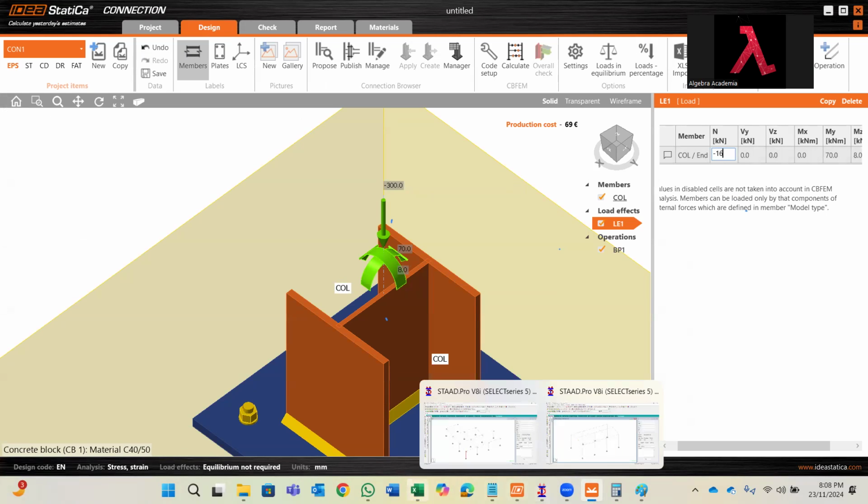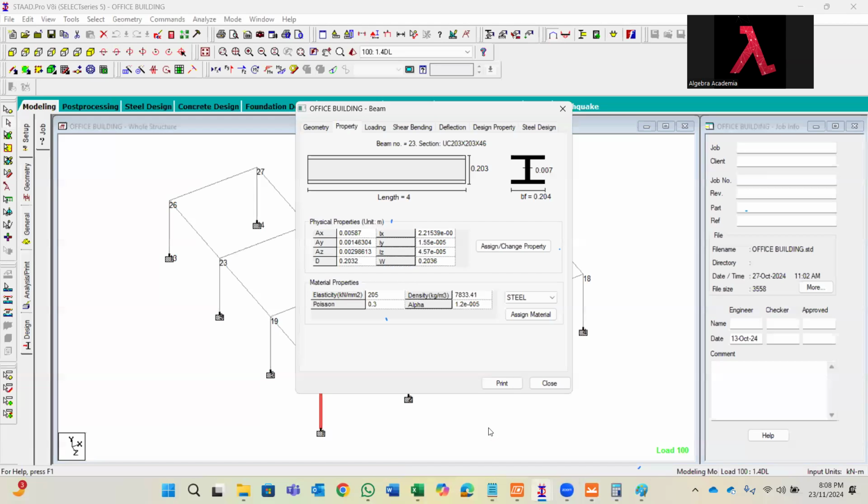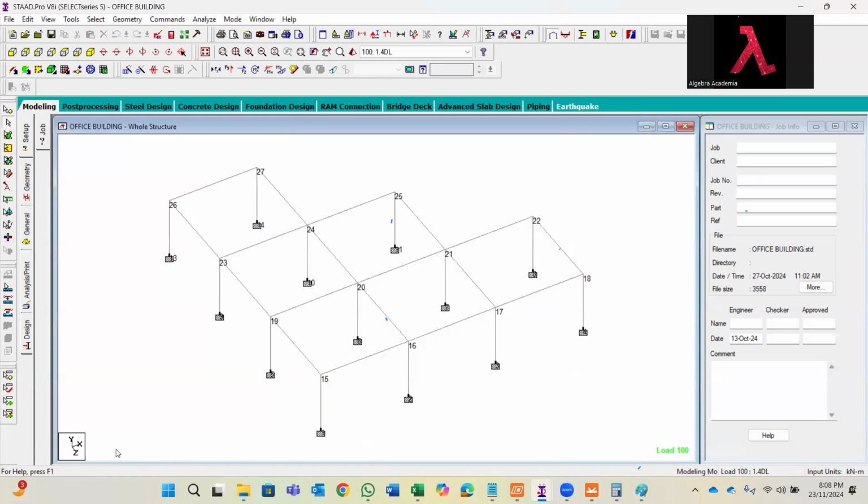I'm going back to the Statica again. Can you see here? Fy in IDEA Statica is referring to N. Here Fx and Fz in IDEA Statica are referring to Vy and Vz actually. So here Fx is nothing but Vy, and here Fz is nothing but Vz.